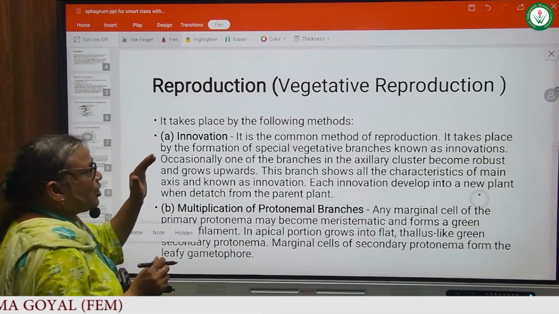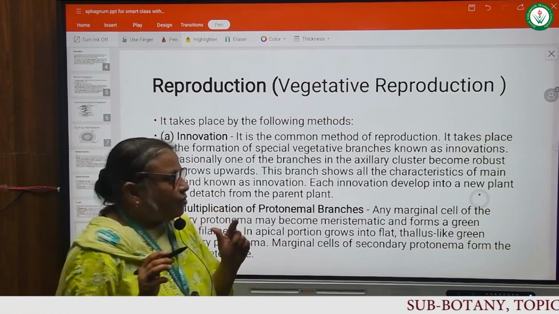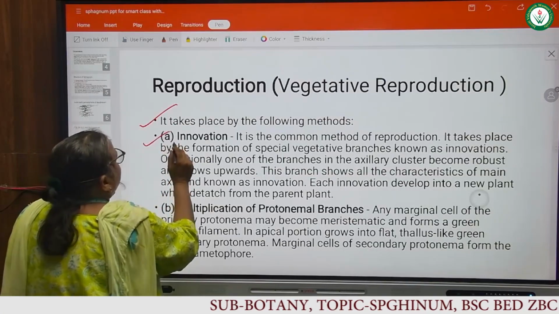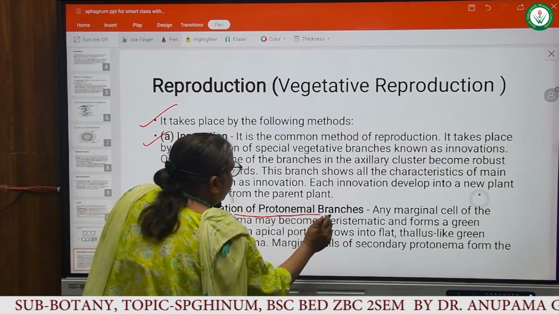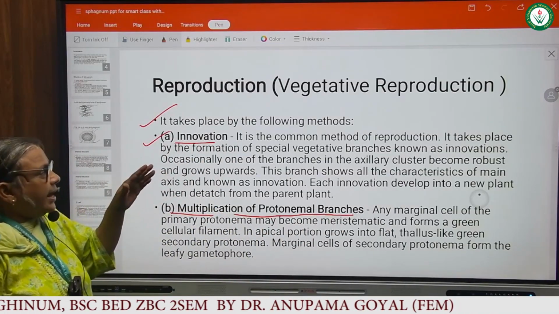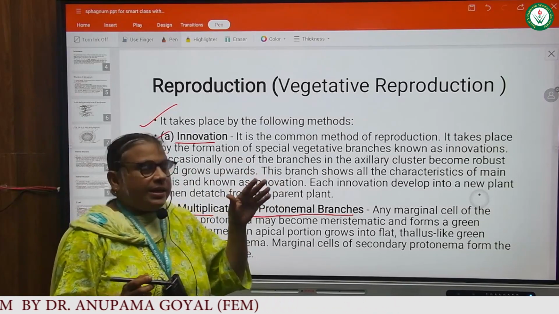Now the reproduction. I will talk about the vegetative reproduction in Sphagnum. It takes place by the following methods. First is innovation, second is multiplication of protonemal branches. Now, what is innovation? It is the common method of reproduction in Sphagnum.